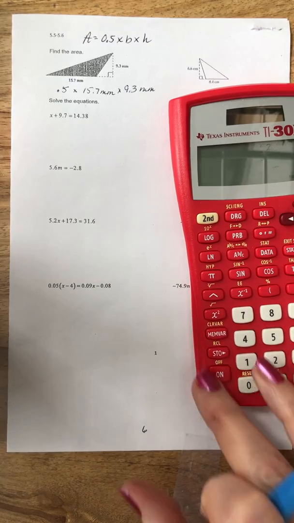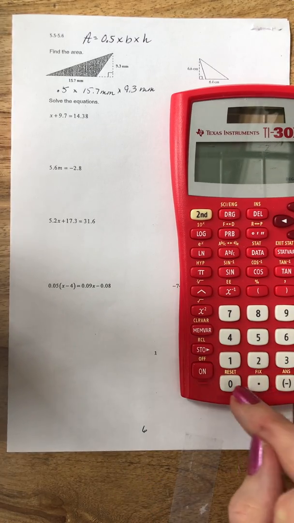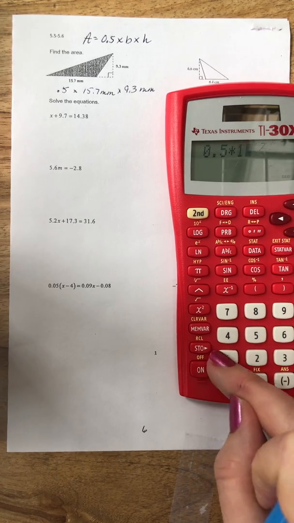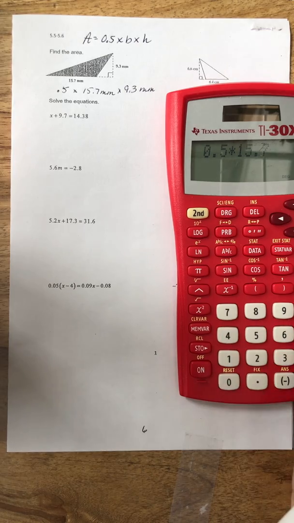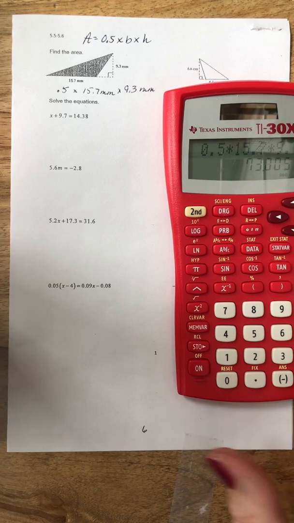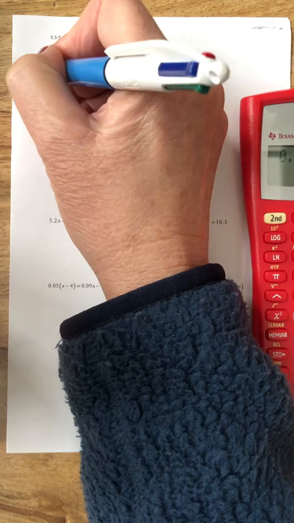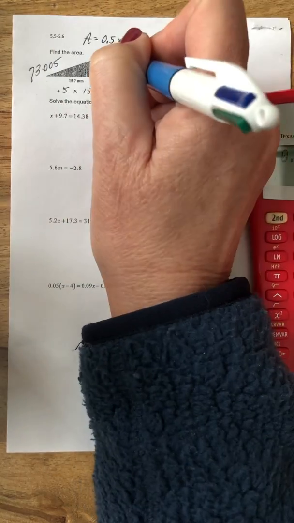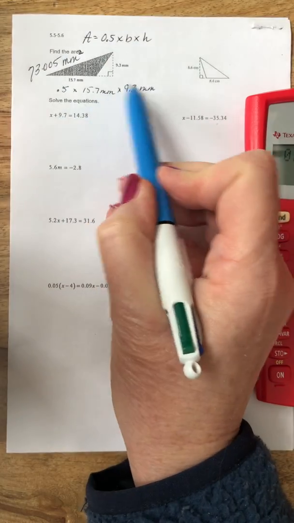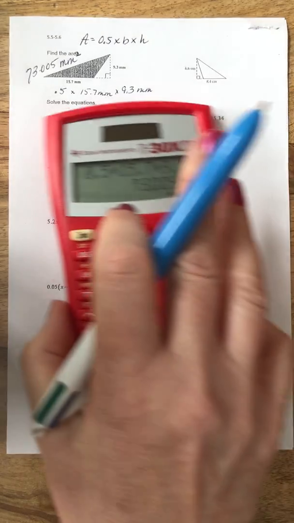millimeters. And I am going to take my calculator to do this, and 0.5 times 15.7 times 9.3 is equal to 73.005, and this is going to be millimeters squared. Millimeters times millimeters is square millimeters for that area.